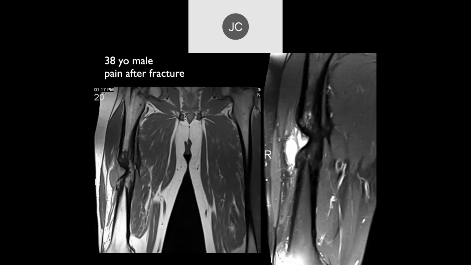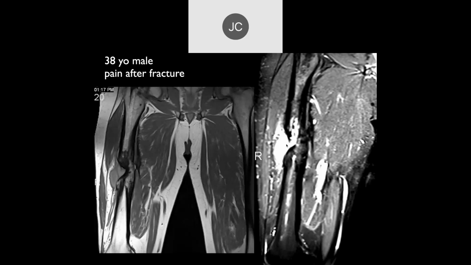38-year-old male, pain after fracture. So looking at the mid diaphysis of the right femur, there's a deformity of the mid diaphysis. So it looks like there's an old fracture. It looks like it healed with a lot of deformity. Right. And then adjacent to that, there's a little fluid collection with a tract, tracking out of the bone.